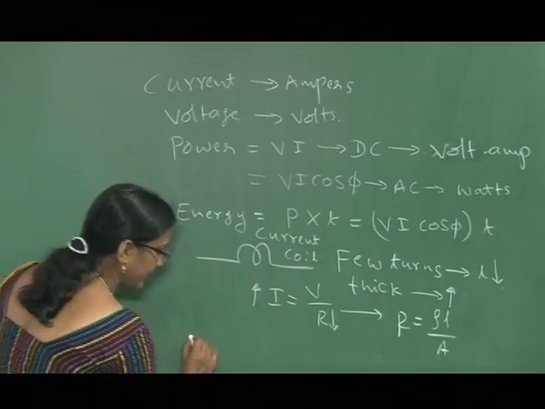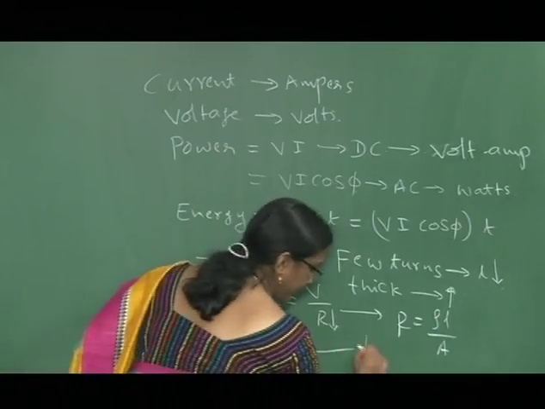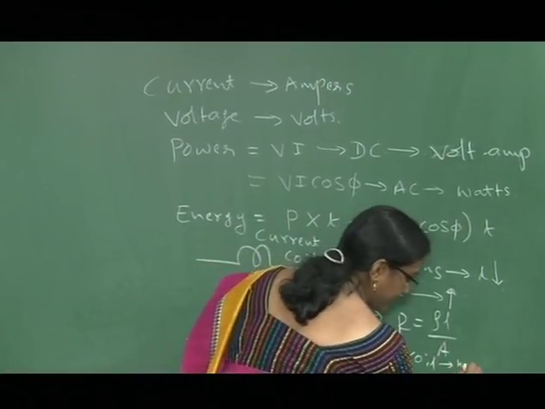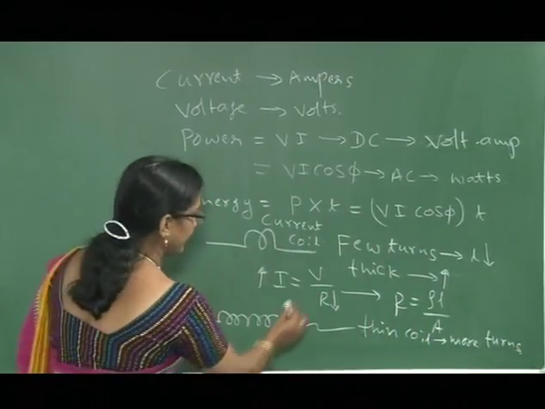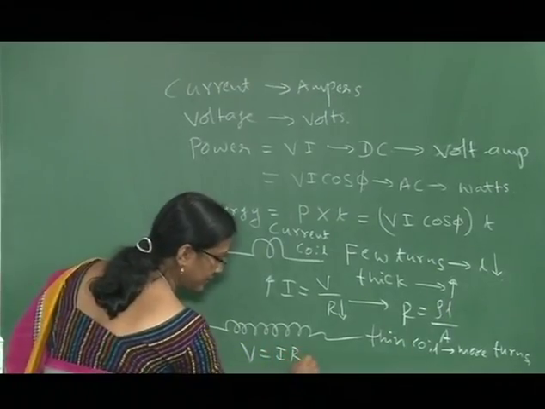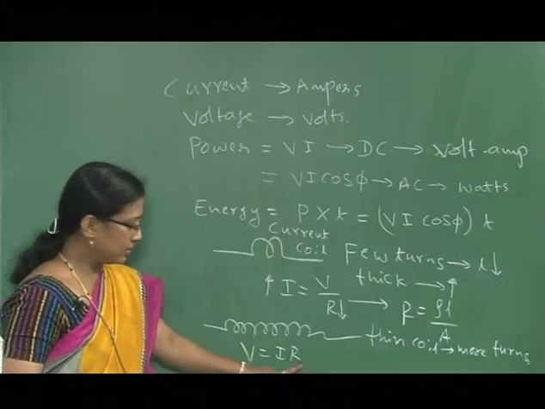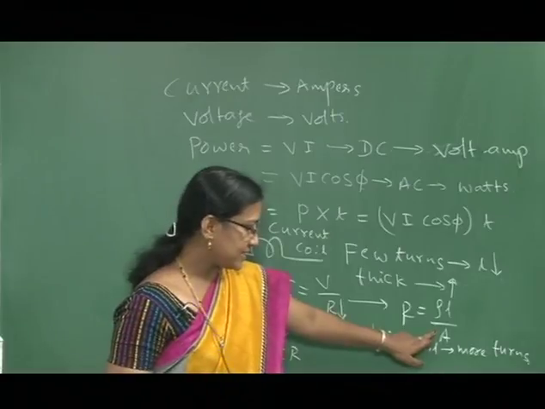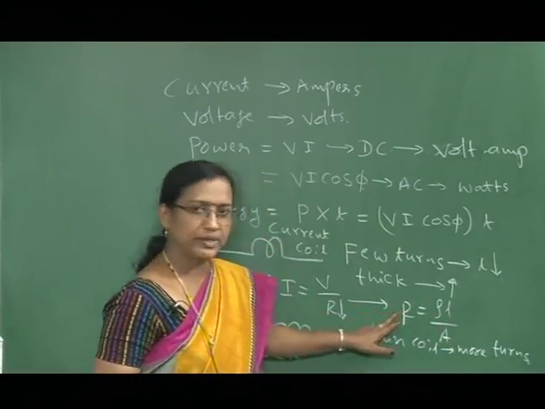For voltage, we are going to use a thin coil with more number of turns. Why? Here V is equal to I into R. To get the proper voltage, R should be more. How are we getting this increased value of R? Since A is less, R will be more. Since the length is more, R will be more.